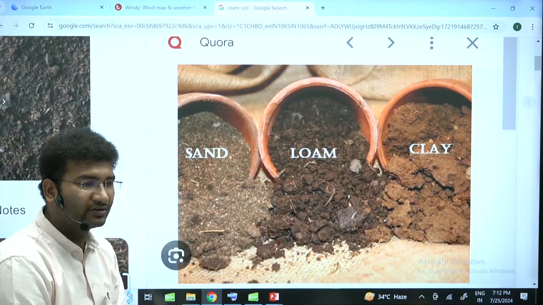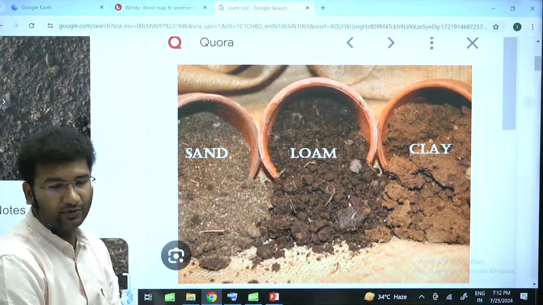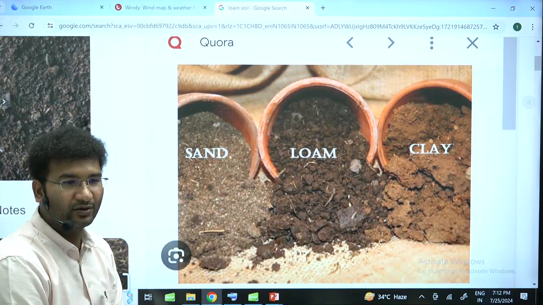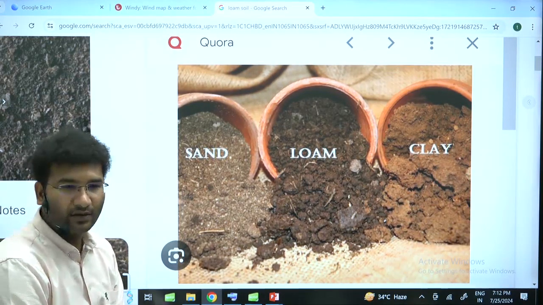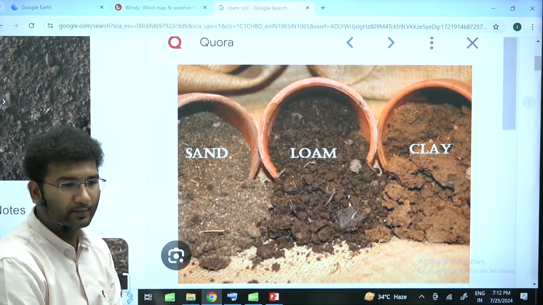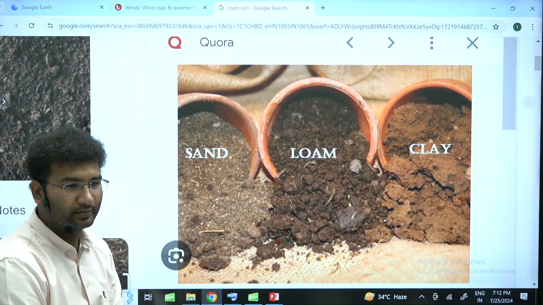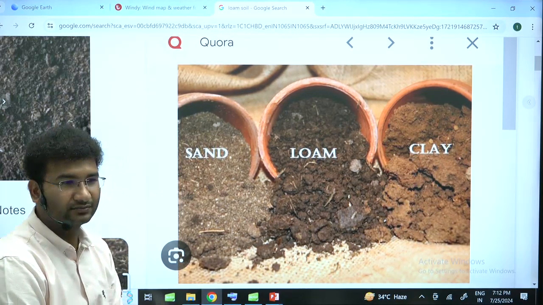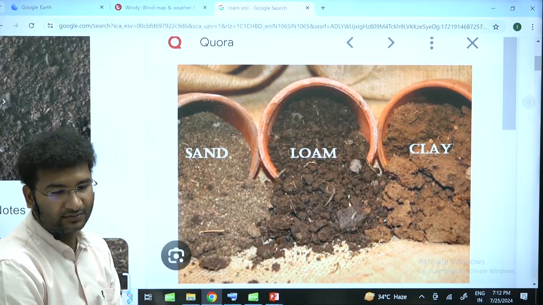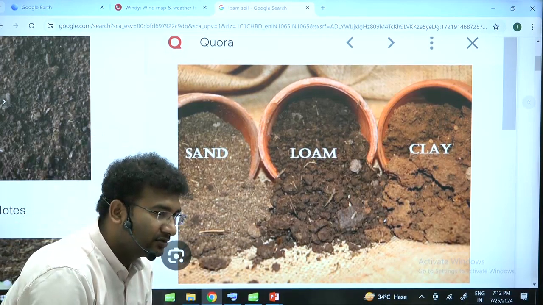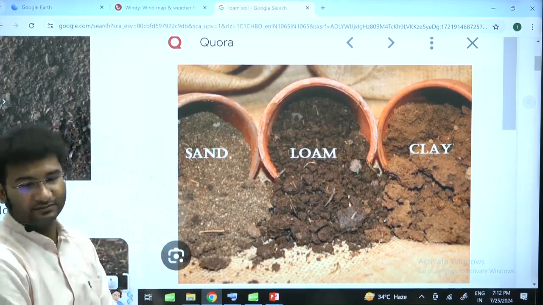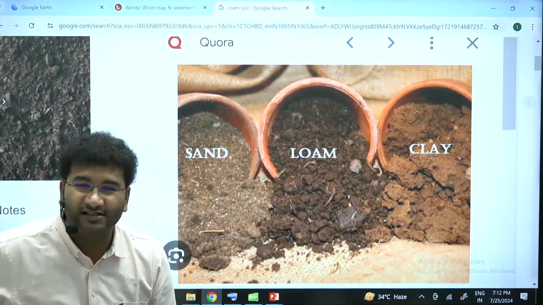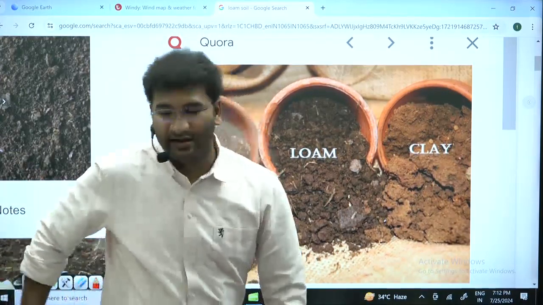Organic content in these soils may go even up to 40 to 50%. Next point. These soils are normally heavy and black in color.